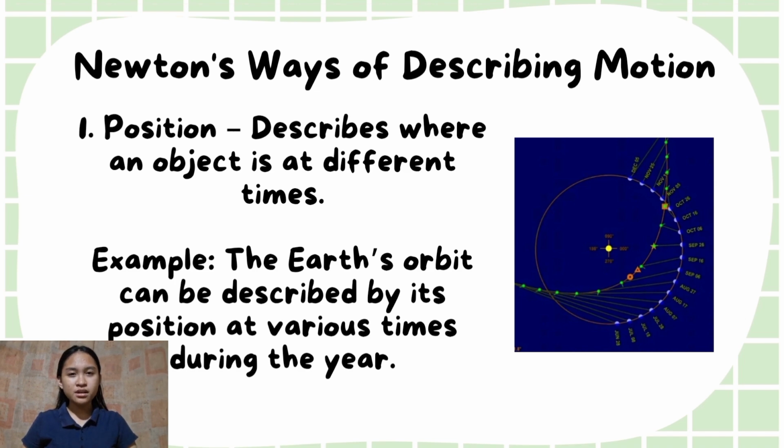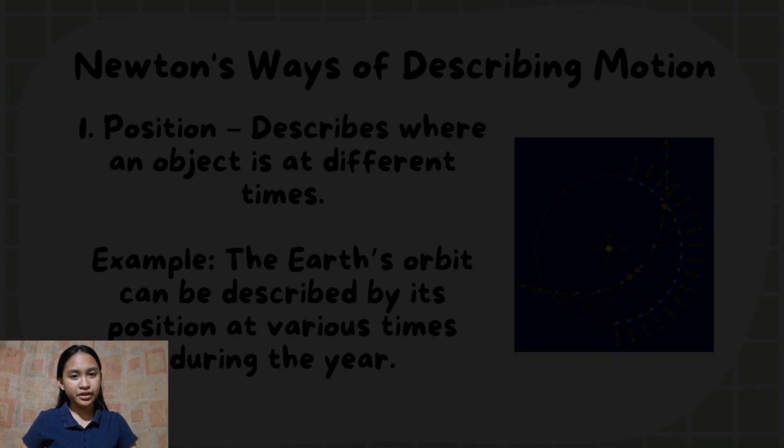First, position. Position describes where an object is at different times. Position is where an object is located at a certain time. For example, the Earth's orbit can be described by its position at various times during the year.